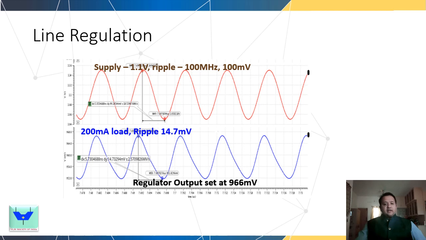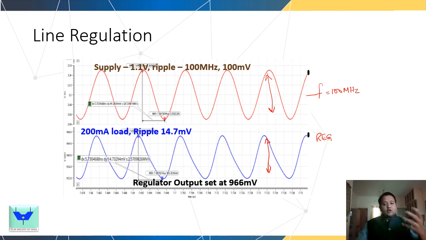This is a quick, in-detail discussion of how you maintain the load ripple. We see that when we apply a supply voltage of 1.1 volt and 100 millivolt ripple at 100 megahertz, so the frequency here is 100 megahertz, and the ripple that you see here is about 100 millivolt. If we look at the total output regulated voltage, which is the graph here in blue, the regulated output for a 200 milliampere load shows a ripple of only 14 millivolt at the highest.